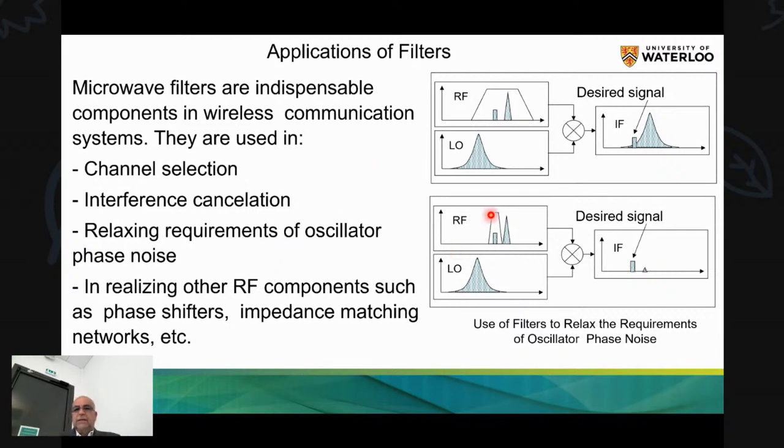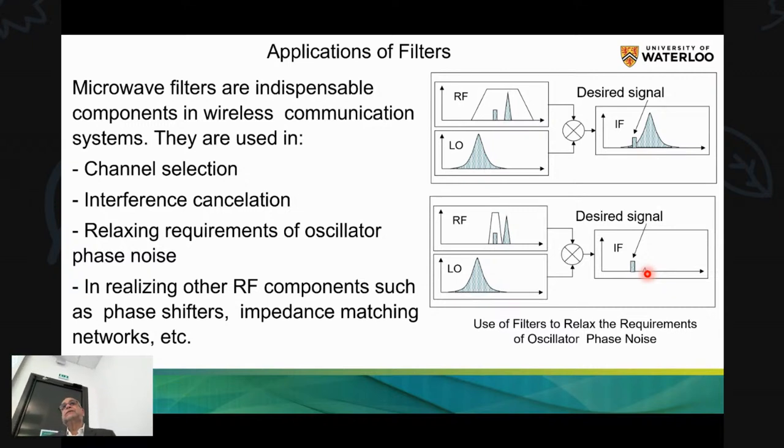So for example, if you have a system with a wide band filter like that, and you have an oscillator with phase noise that is not good, a good phase noise gives you an extremely sharp oscillator. You can see here, if you have wide band filters, you get interference in the signal at the output. So the IF is just saturated by the interference. However, if you use a narrow band filter, in this case, you still have an oscillator which does not have very good phase noise, but you will still be able to reduce it. So filters help you relax the phase noise requirement of oscillators.